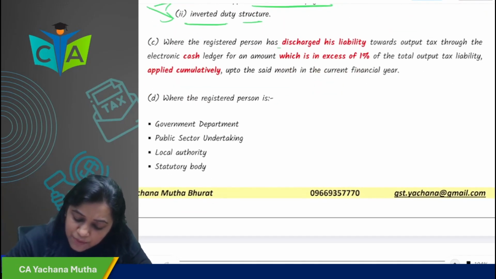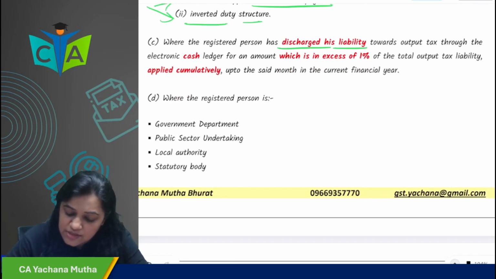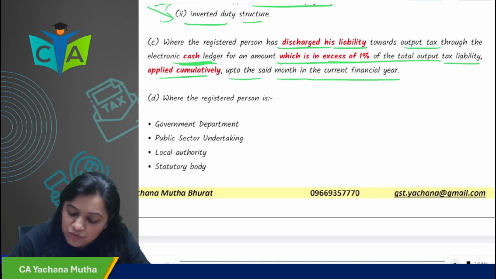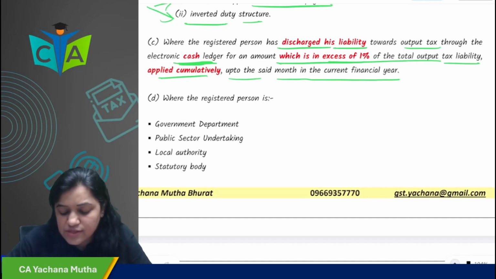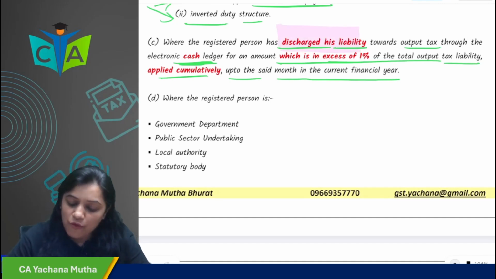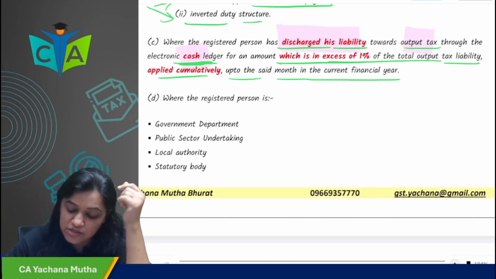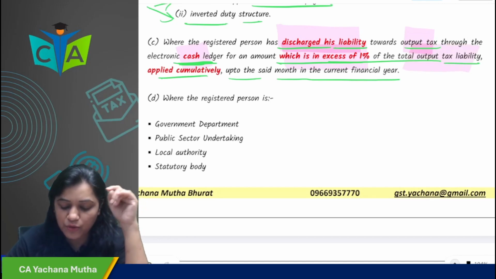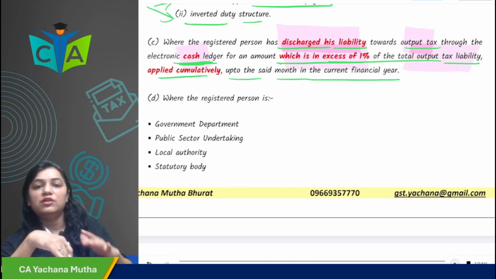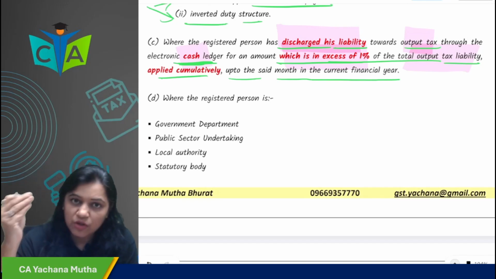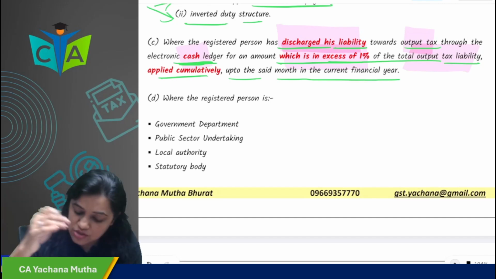And then, when the registered person has discharged his liability towards output tax through the electronic cash ledger for an amount which is in excess of 1% of the total liability applied cumulatively up to the said month in the current financial year. That means what? You are a registered person, you have discharged your output tax liability using the electronic cash ledger, which is in excess of 1% of the total output liability up till now. Cumulatively, you have paid more than 1% through the electronic cash ledger. Then also this restriction is not applicable.